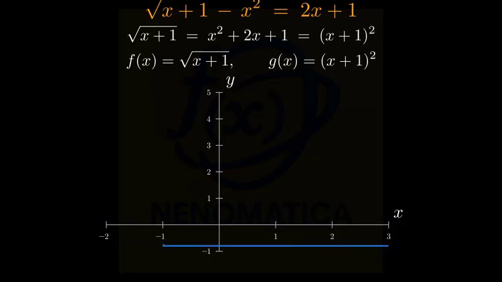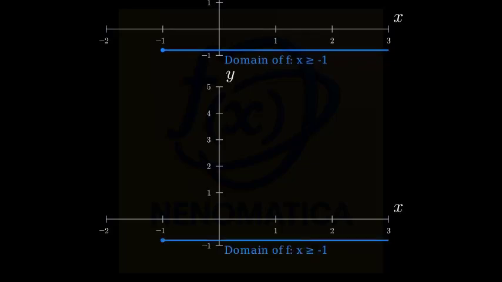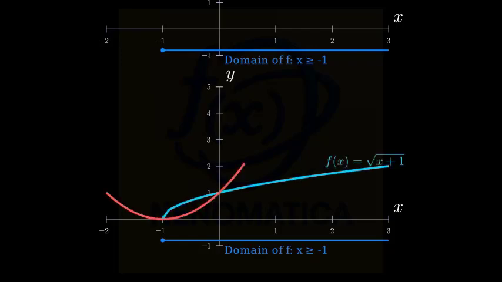We now graph f of x equals square root of x plus 1, and g of x equals quantity x plus 1 squared. First f, the square root curve. Next g, the parabola shifted left by 1. The intersection points give the solutions.